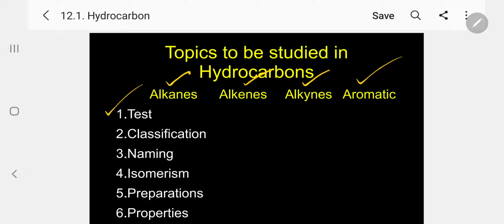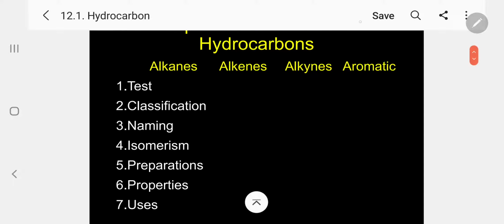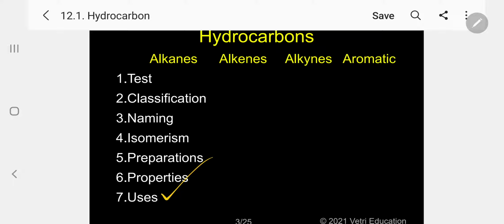Coming under the classification, we have to study the naming, the common name as well as the IUPAC name for each. Isomerism, we have to study for individual cases. General methods of preparation, you have to study, that is laboratory method, commercial method and name reactions. And properties, we have to study, that is physical as well as chemical properties. And finally, uses of the first few members in the homologous series. So these are the topics you have to study under the hydrocarbon.